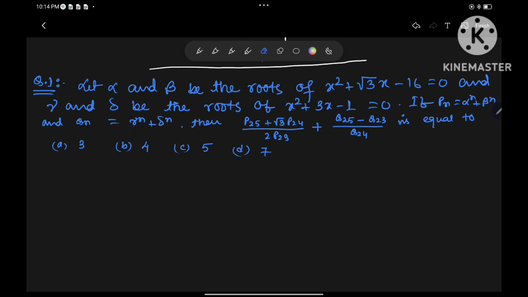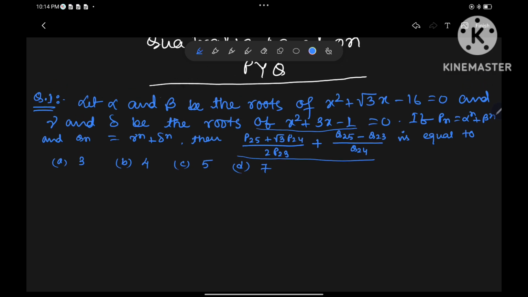So the first question is: let alpha and beta be the roots of x square plus root 3x minus 16 equals to 0, and gamma and delta be the roots of this equation. And Pn equals to alpha power n plus beta power n, and Qn equals to gamma power n plus delta power n. Then what is the value of this expression?